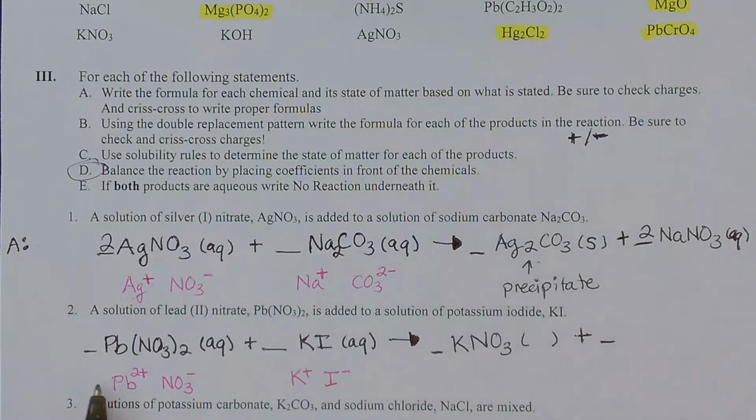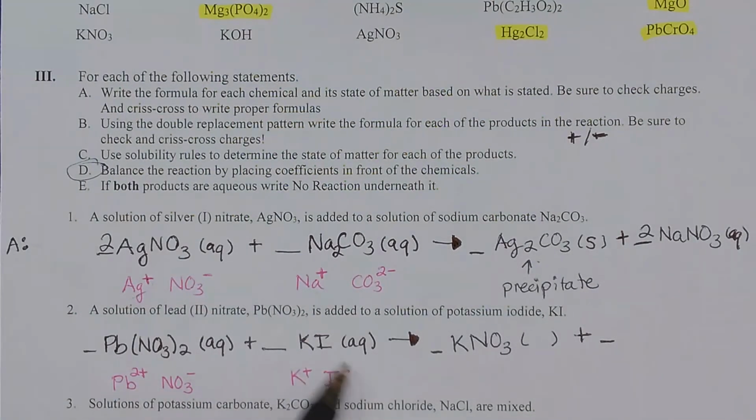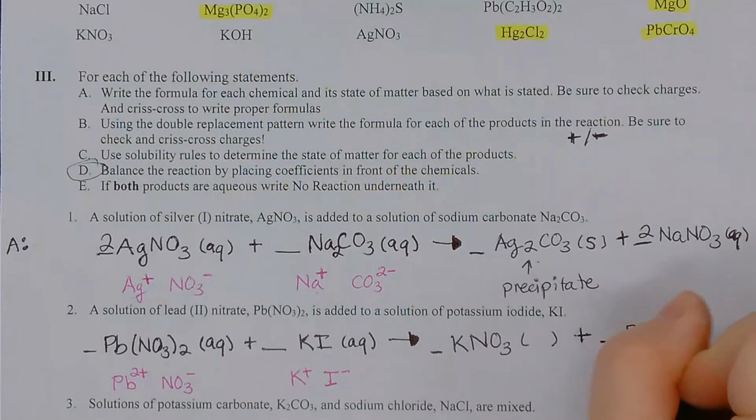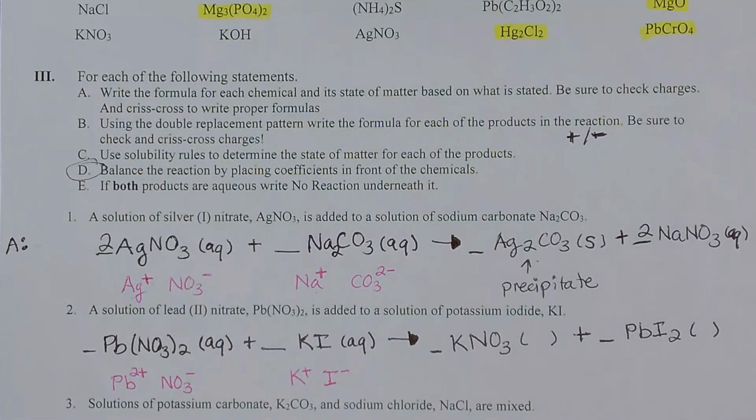And my blank for my other chemical. Now I've got lead and I've got iodine. So this is a 2+, iodine is negative, so I need to crisscross. So I get PbI2 in my state of matter.